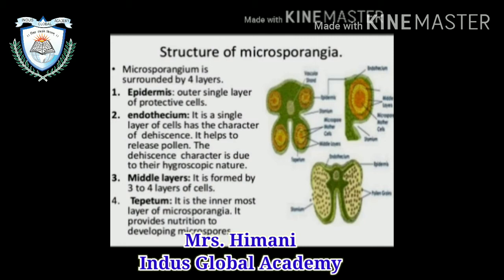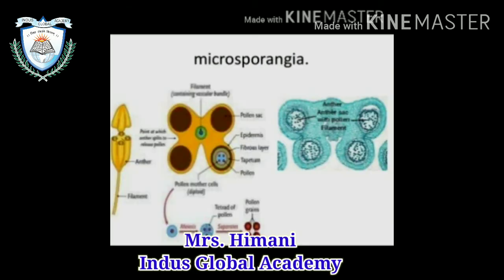First, epidermis, which is the outer single layer of protective cells. Second, endothecium. It is a single layer of cells, has the character of dehiscence. It helps to release pollen. Middle layer, it is formed of 3 or 4 layers of cells, and tapetum, it is the innermost layer of microsporangia and it provides nutrition to developing microspores. This is the picture of the microsporangia.